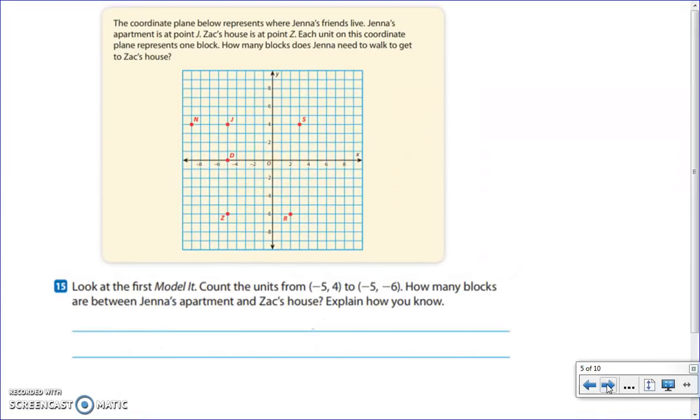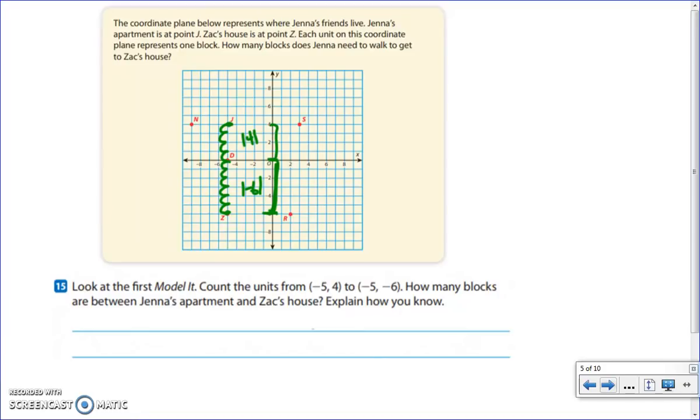It says, look at the first model. Count the units from -5, 4 to -5, -6. So -5, 4, that's him, to -5, -6, that's him. And we did that already. We counted 1, 2, 3, 4, 5, 6, 7, 8, 9, 10. We can do that again. 1, 2, 3, 4, or the absolute value of 4. And then 1, 2, 3, 4, 5, 6, or the absolute value of -6, because it's at -6. And that's how far that would be from there to there.